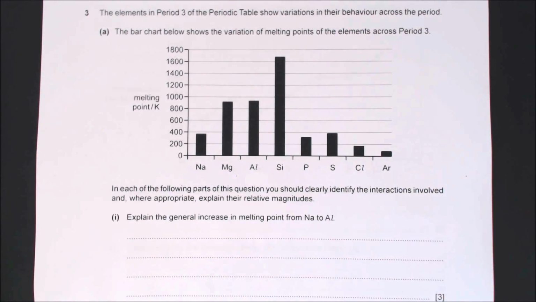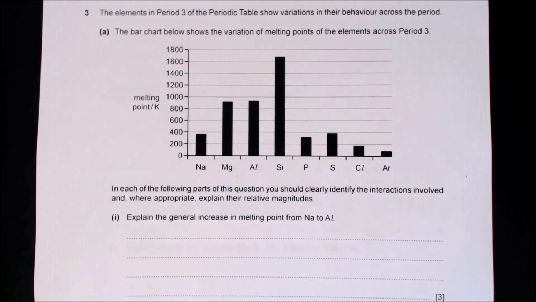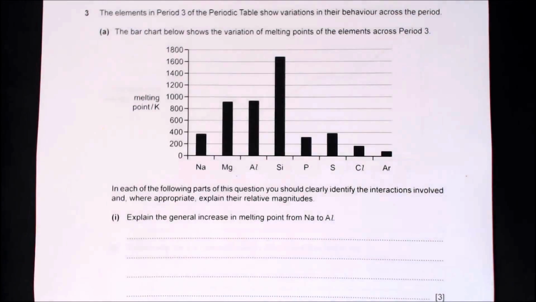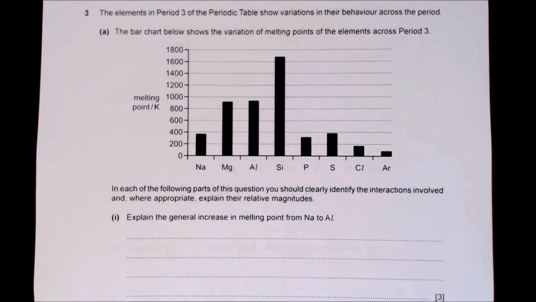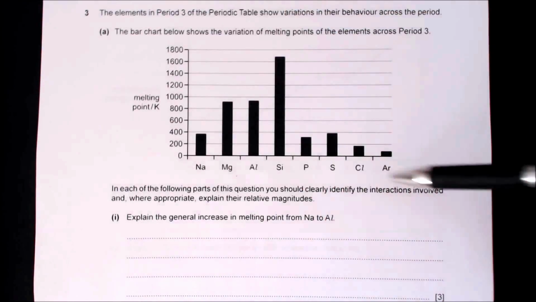On to question 3. Okay, so this is question 3. Question 3 starts by saying the elements in period 3 of the periodic table show variations in their behavior across the period. The bar chart shows the variation of melting points of the elements across period 3. So here we've got melting point in Kelvin and we've got all the elements here.